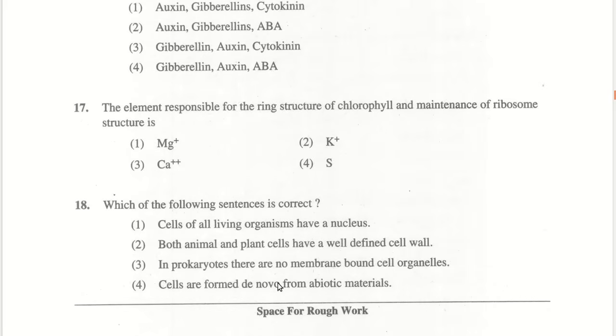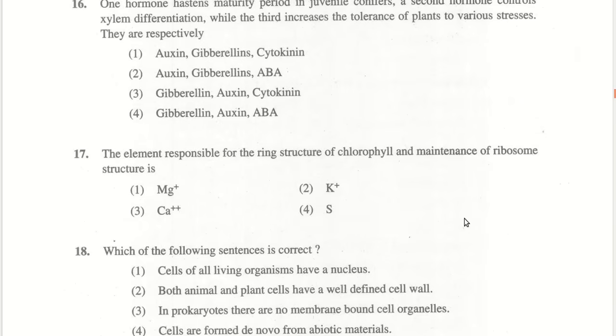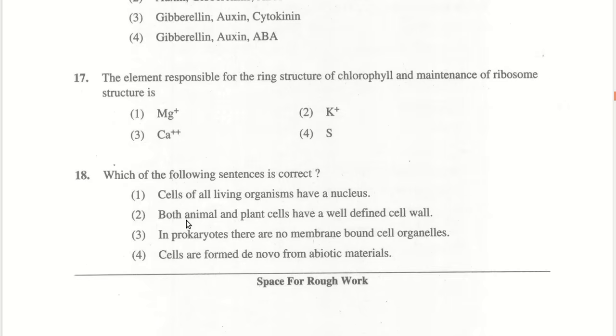The element responsible for the ring structure of chlorophyll and maintenance of ribosome structure is Mg2+, that is magnesium. Which of the following sentences is correct? Cells of all living organisms have a nucleus. Both animals and plants have a well-defined cell wall. In prokaryotes, there are no membrane-bound cell organelles. This is the right sentence and the correct statement. So the third one is the answer for 18th.